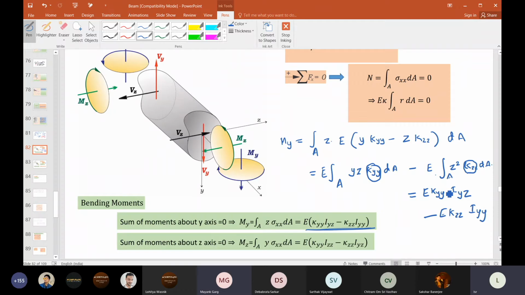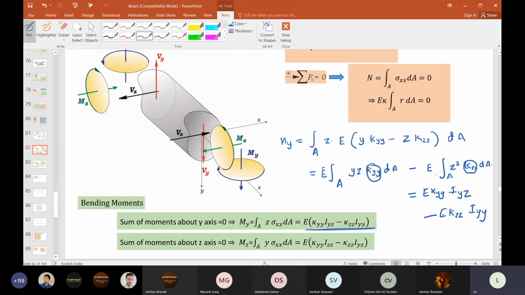If there is any doubt, you stop me and we will discuss this point again. You can do it longhand. Kappa y is not a function of area dA, so naturally out of this integral I have taken E as well as kappa yy. So I will be left with only a function of yz dA. So yz dA by definition is Iyz. Okay.